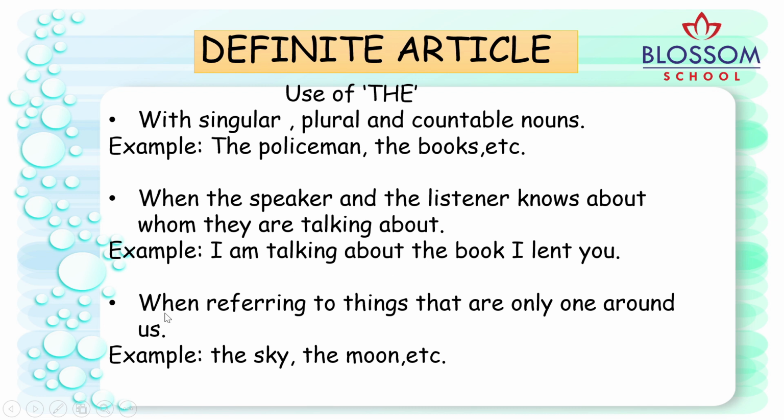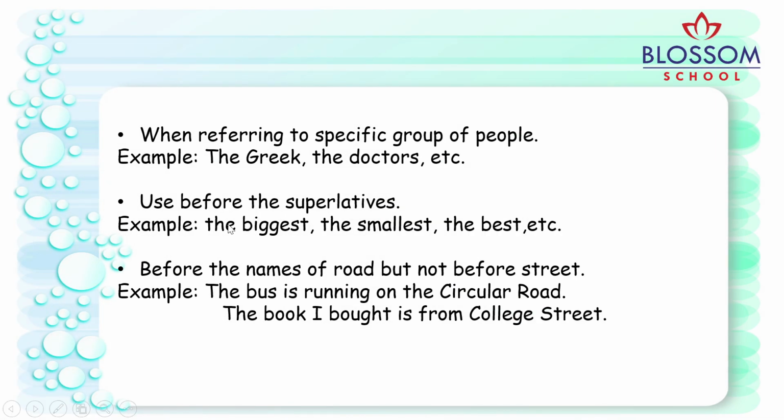The next situation is we use the article the while referring to things that are only one around us, that are unique, that are special. For example, the sky, the sun, the moon, etc. These are the examples when we use the article the. We also use the article the while referring to a specific group of people. Specific means a particular group of people. For example, the Greek, the doctors, etc.